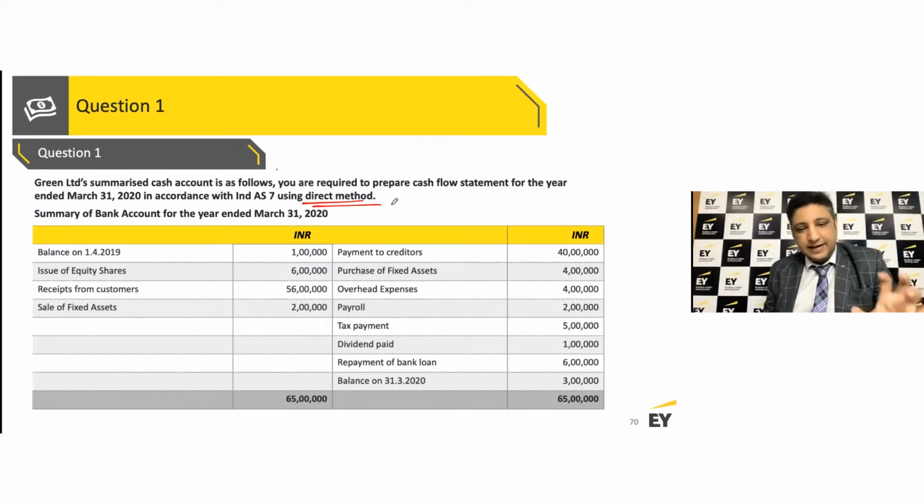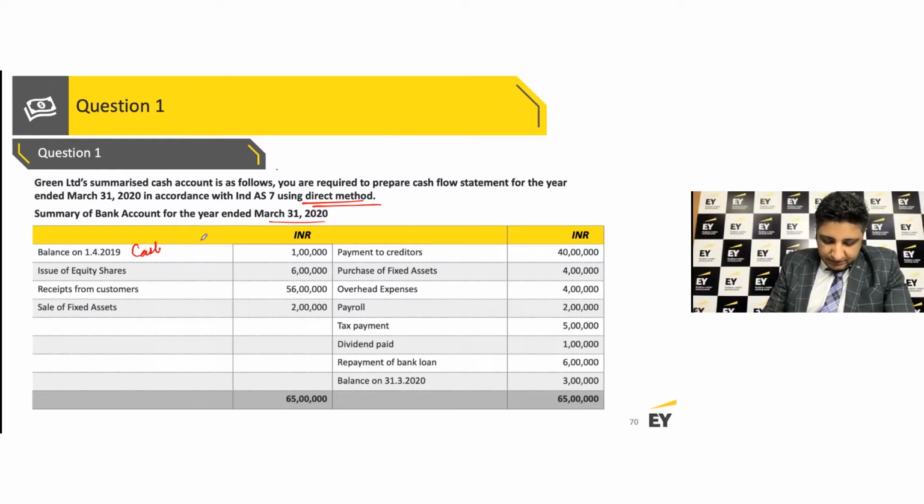Let me clarify that the direct method is relatively straightforward. We just need to pick up the inflows and outflows, and that's how it works. There is no adjustment that you would normally make for any provisions or non-cash items like depreciation, etc. We just need to pick those items in terms of which of these fall under the operating activities, which fall under the investing activities, and of course, which fall under the financing activities. We have provided the summary of the bank account for the year ended 31st of March 2020.